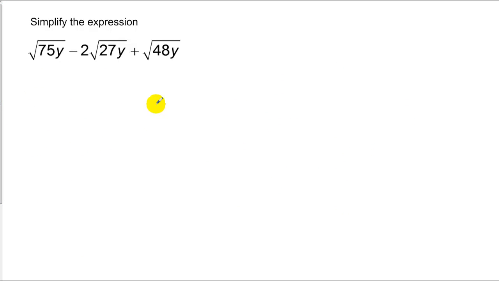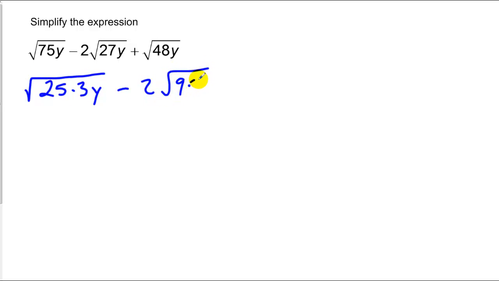In this next example, we have a similar situation. None of the radical terms seem to be alike, but also there are perfect square factors in each of them. So let's go ahead and simplify those. 75 is 25 times 3. We have the y also. 27 is 9 times 3. And 48 is 16 times 3. So we go ahead and break these apart.